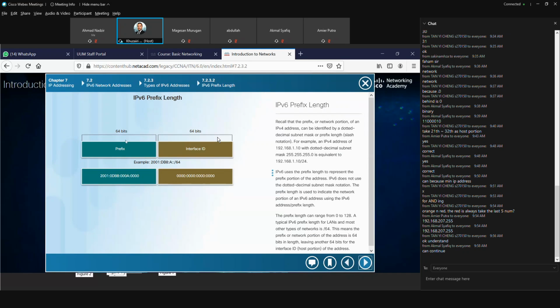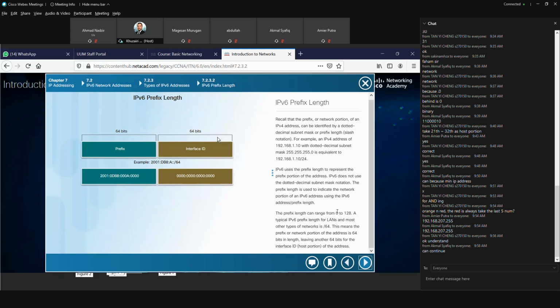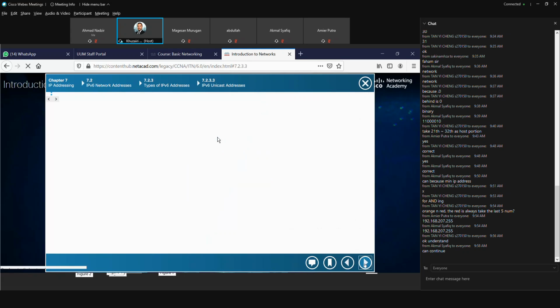I just want to show the IP version 6 prefix length. You have 64 bits for the prefix length and 64 bits for the interface ID. This is like in IP version 4, where you want to know what the host ID is and what the network ID is, so you have a prefix length. In IP version 6, you put it like this: 64 bits, 64 bits.